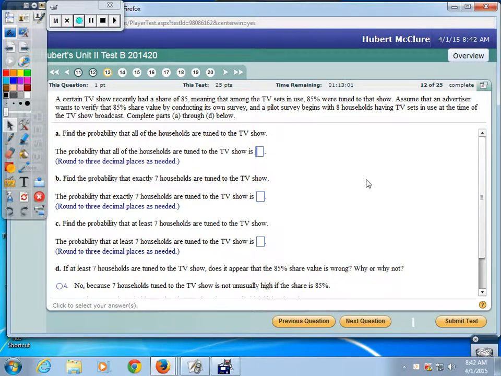Okay, here's your next one. Don't name the TV show. A certain TV show recently had a share of 85, meaning that among TV sets, 85%, there's your P right there, were tuned to that show. So this must be a pretty good show. Assume that an advertiser wants to verify that 85%, and so on, begins with 8 households. So he's got 8 houses. So 8 is going to be your N.